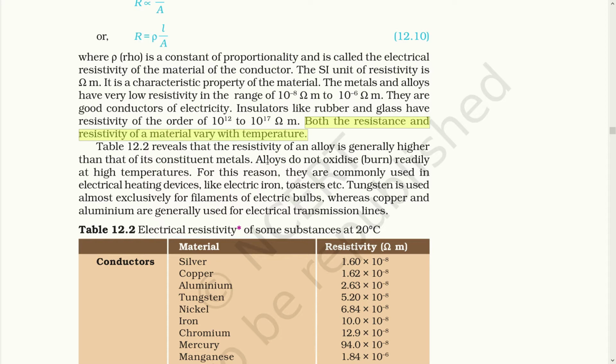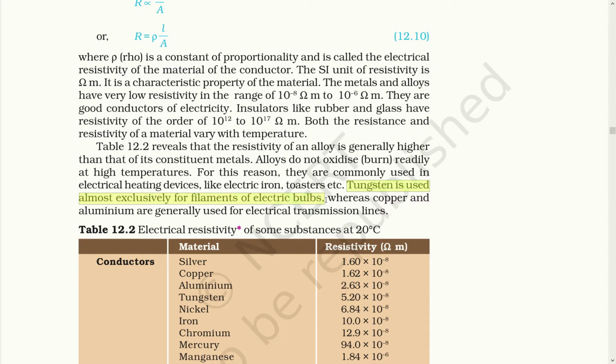Table 12.2 reveals that the resistivity of an alloy is generally higher than that of its constituent metals. So it is to be noted that an alloy made from a certain metal has more resistivity than the metal itself, and alloys do not oxidize readily at high temperature. For this reason, they are commonly used in electrical heating devices like electric irons, toasters, etc. Tungsten is used almost exclusively for the filament of electric bulbs. So the traditional electric bulbs that we used to have in our homes that gave yellow light had tungsten as the filament.